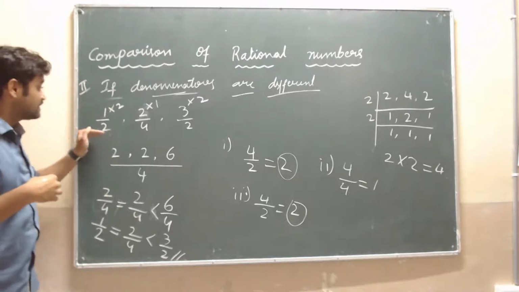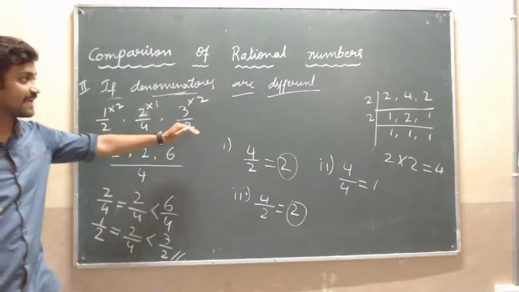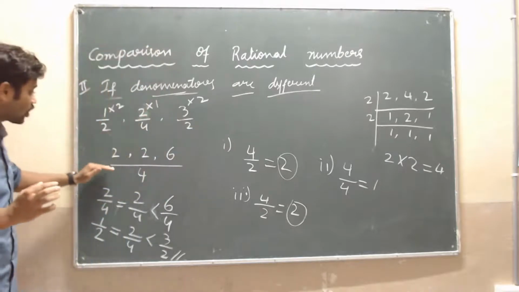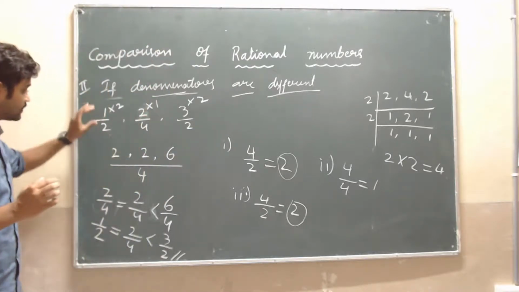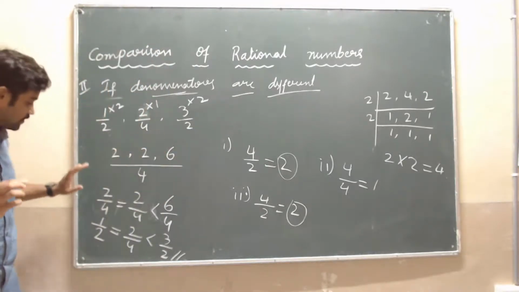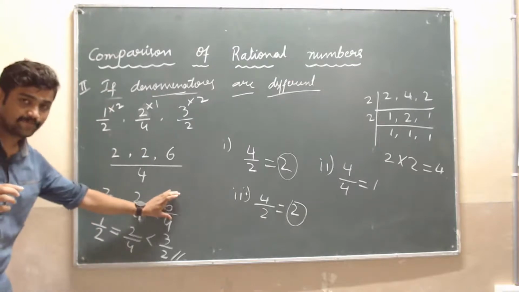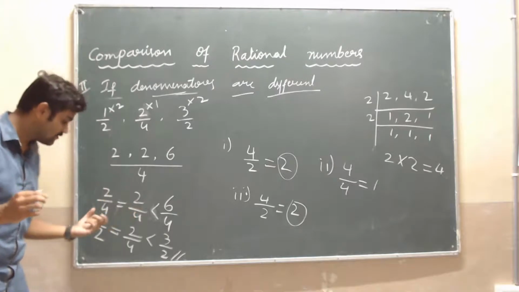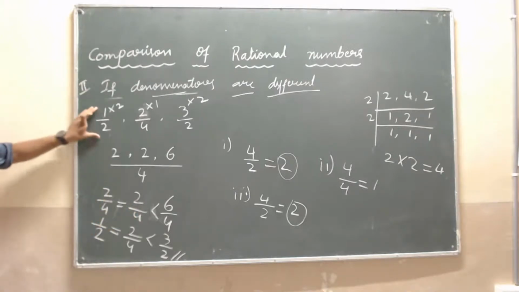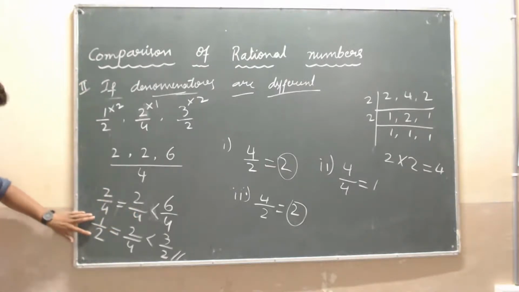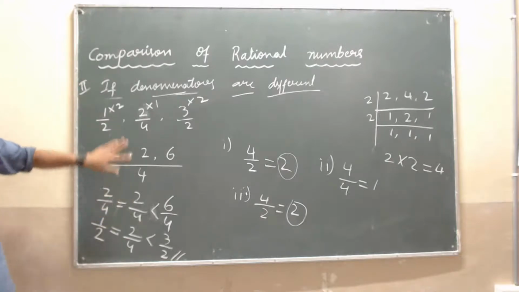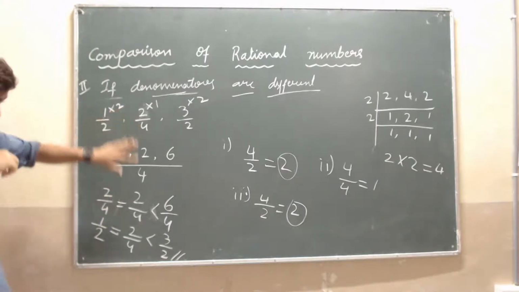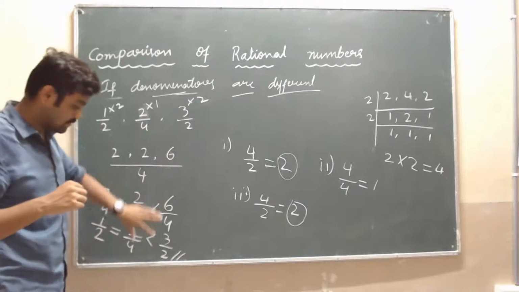First we have to fix the denominator by taking the LCM. Here we got the LCM, that is 4, and the numerators are 2, 2 and 6. By comparing the numerators, these two numerators are same. Then we will write that 2 by 4 is the answer of 1 by 2. That's why I have written 1 by 2. And this 2 by 4 is equal to 2 by 4 only. But 6 by 4 is the answer of 3 by 2.